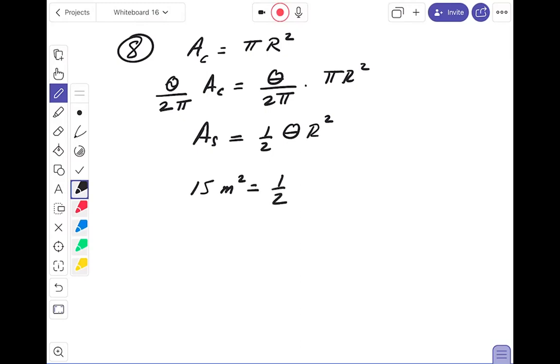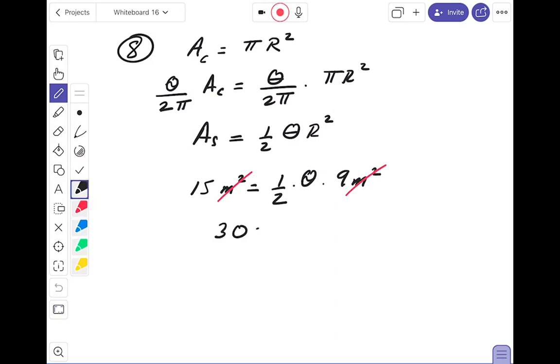1/2, all right? The radius is 3 meters. Well, 3 meters when you square it would give you 9 meters squared. And the question is, what's the angle? Well, we have to solve that. I'm going to divide both sides by meters squared. That's pretty simple. I'm going to multiply both sides by 2.